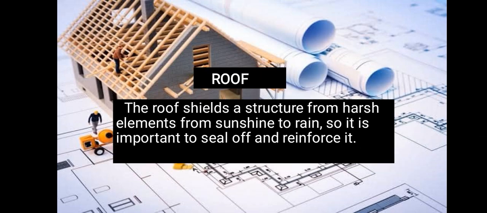Roof. The roof shields a structure from harsh elements from sunshine to rain, so it is important to seal it off and reinforce it. So the roof system serves as a barrier against air, rain, snow, and other harsh elements.